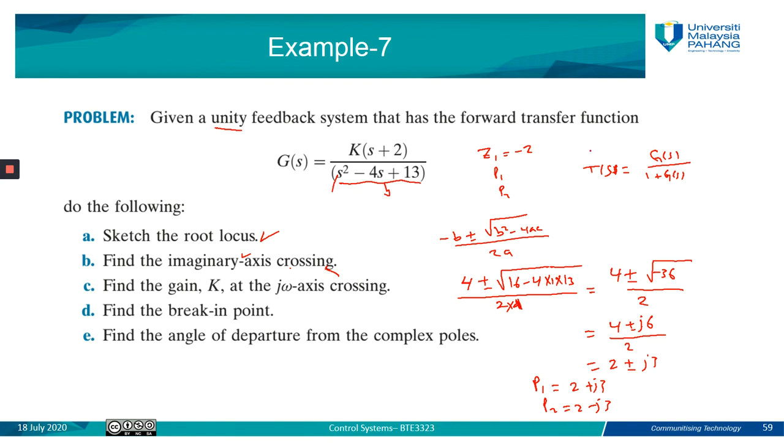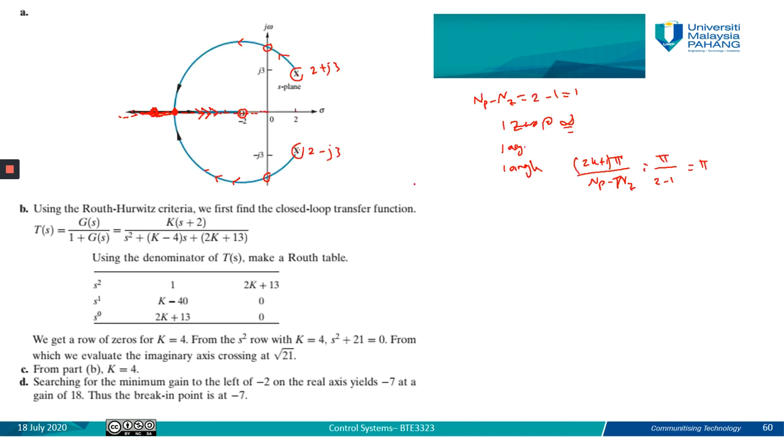So you just substitute for G(s) by its value, then simplify. You are going to obtain this value of T(s). Now we are going to take this characteristic equation, which is s squared plus (K minus 4)s plus (2K plus 13). This is the characteristic equation that we are going to use in our Routh table here.